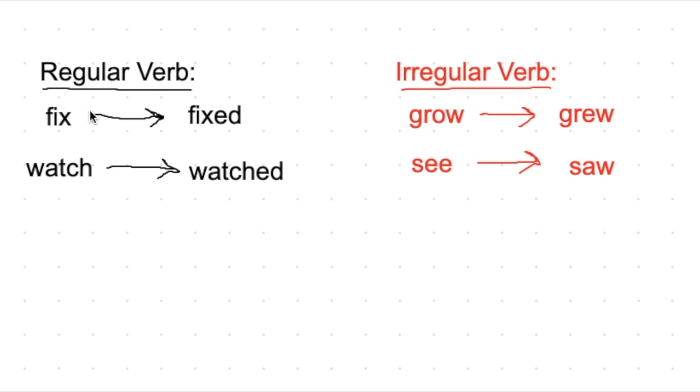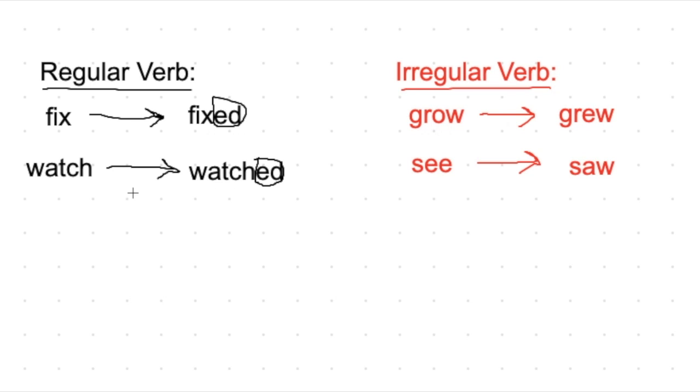So fix is a regular verb. To make it past tense, you just add ed, right? Pretty easy. Watch is a regular verb. To make it past tense, you just add ed. Really simple. Write these down so you remember what a regular verb is, and then try to come up with a couple more regular verbs where you add ed to the end to make it past tense.